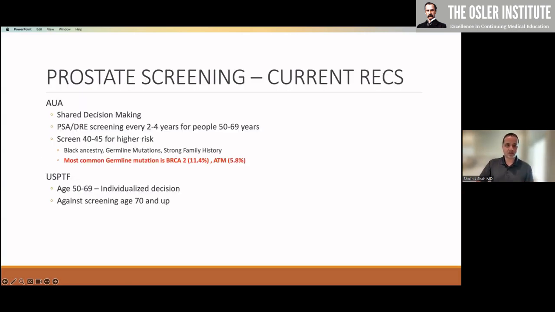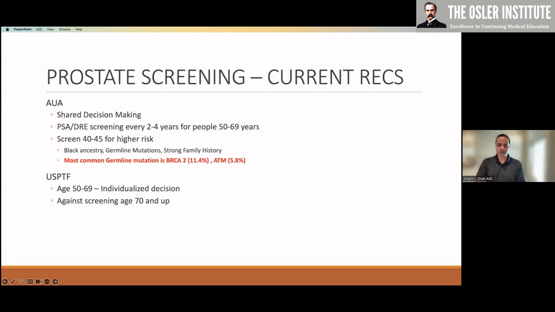For prostate cancer, the diagnosing starts with screening. The current recommendation from the AUA is that patients and doctors should have shared decision-making. A PSA or DRE should be done every 2 to 4 years for people age 50 to 69. For those who are 40 to 45, you want to screen if they are at higher risk: Black ancestry, germline mutations, strong family history. The most common germline mutation, remember, is BRCA2 and then ATM. So they like to ask that.